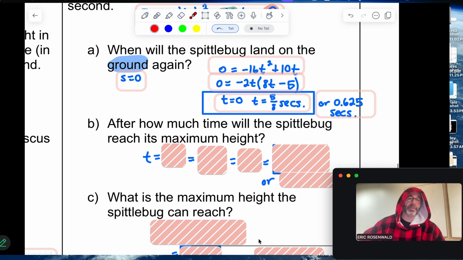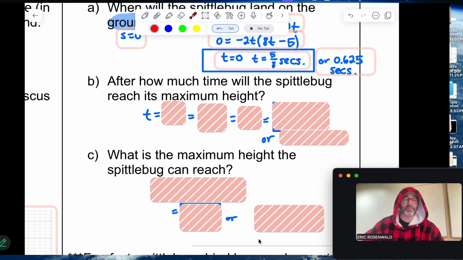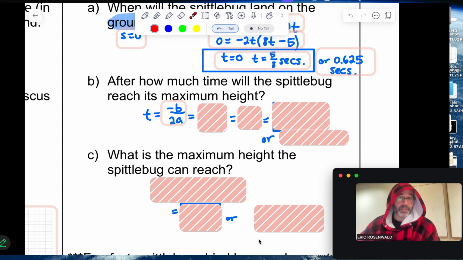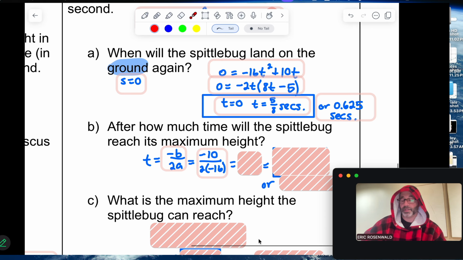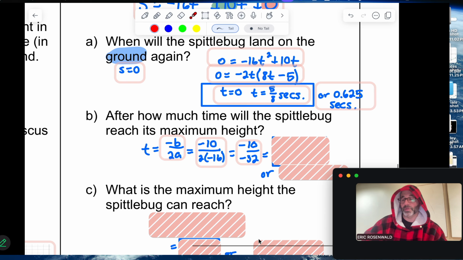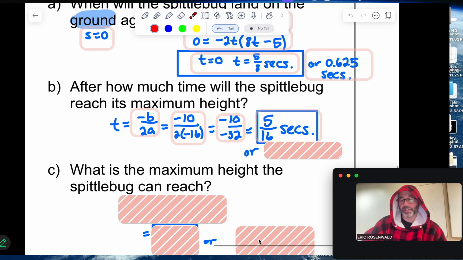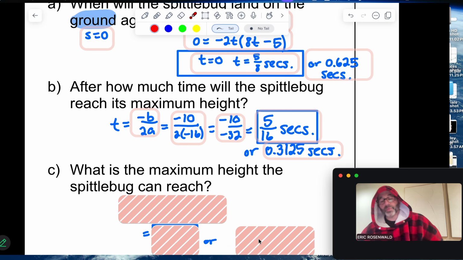And it says, after how much time will the spittlebug reach its maximum height? Well, the maximum height, if you think about this, is going to happen at the max, which remember we talked about in the last unit. We said the max happens when the axis of symmetry goes through it. So the time is going to be negative b over 2a. That's the AOS. And so we do negative 10 over 2 times negative 16. We get negative 10 over negative 32, or 5/16 of a second. So after 0.3125 seconds, that's when it's at its maximum height. It goes bing real quick.